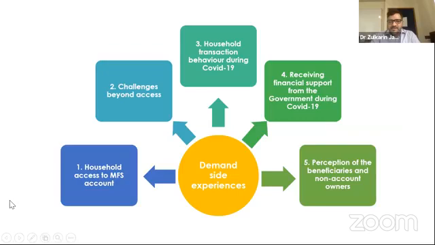Now, in terms of the demand side experience, we are going to look into these 5 aspects. We are going to look into household access to MFS accounts, challenges beyond access, and household transaction behavior. We are also going to look at receiving financial support from government during COVID, and some perceptions of beneficiaries and non-account owners.